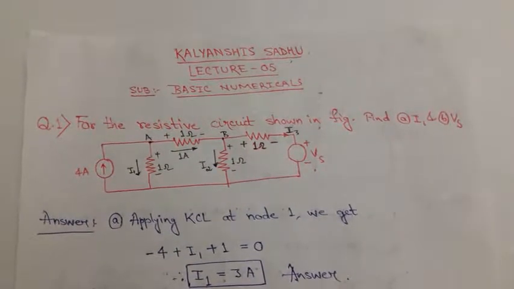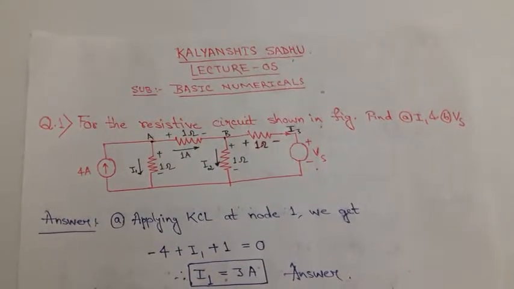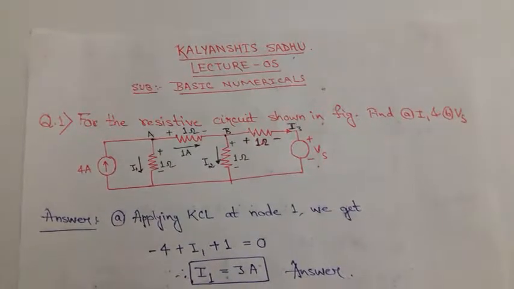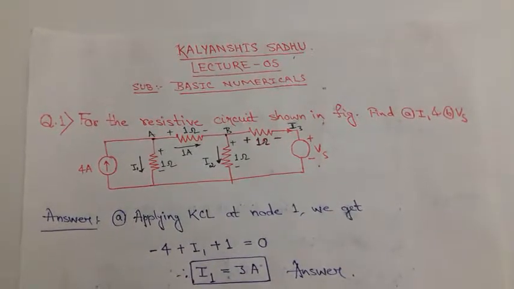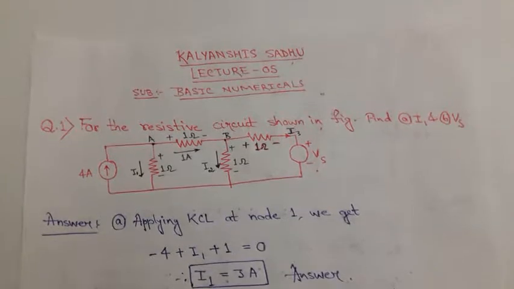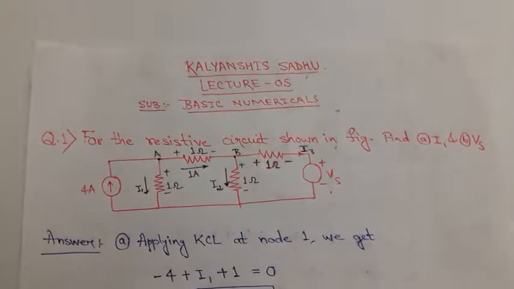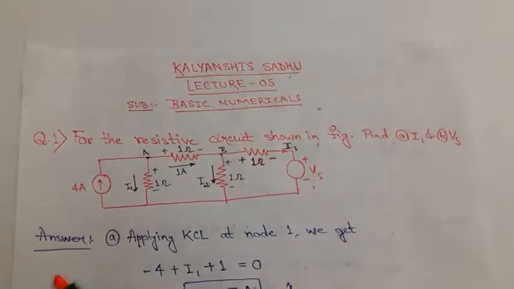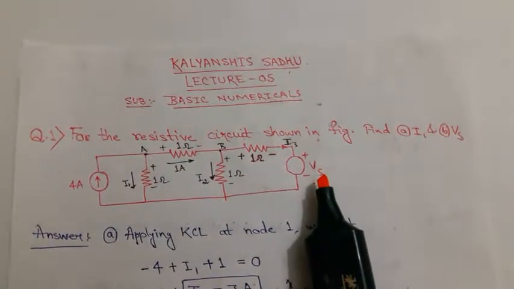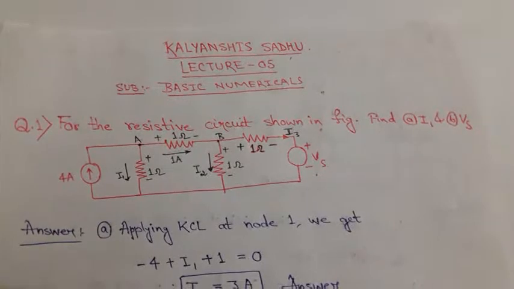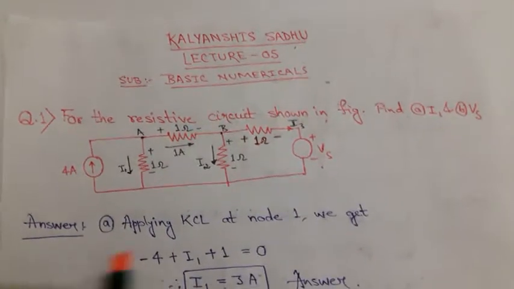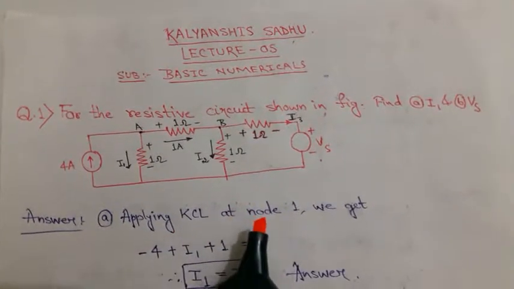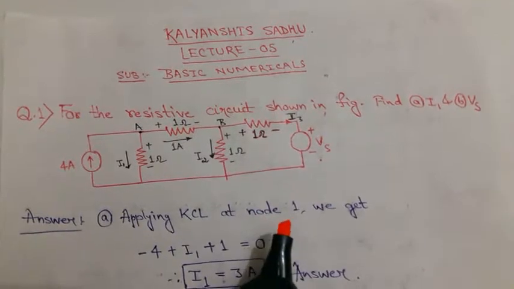Here you can see a resistive circuit, and in this resistive circuit you have been asked to find I1 and Vs. And where is the I1? This is the I1 you will have to find, and also the Vs. So first, I am going to apply KCL at node 1.